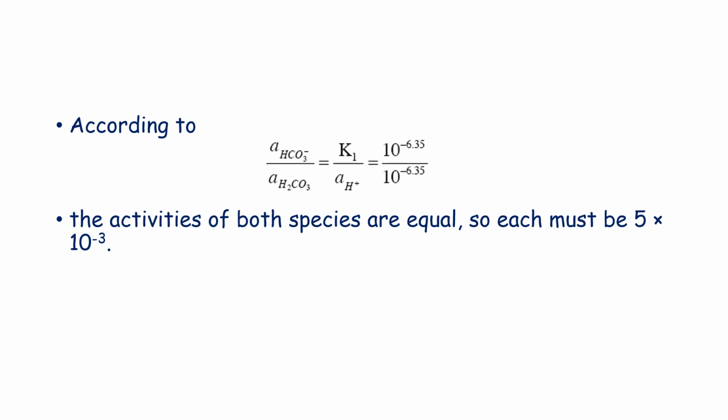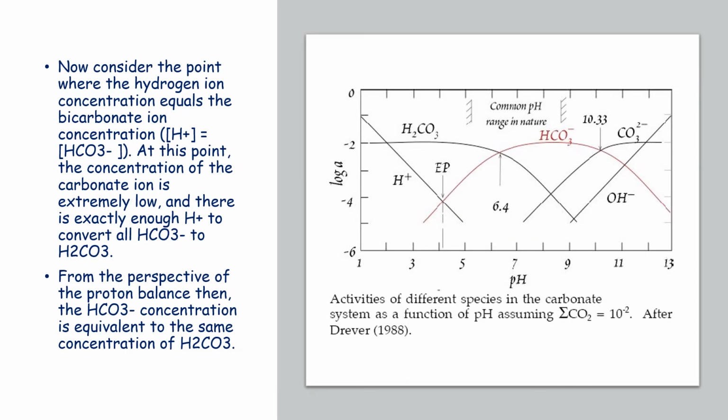Therefore, if you go back, the activity of bicarbonate divided by the activity of carbonic acid equals K1 over the activity of hydrogen, to give you 10 to the power minus 6 over 10 to the power minus 6. Okay, you know this from earlier slides. The activity of both species being equal, therefore this must solve to give you 5 times 10 to the power of minus 3. Okay, you can work this out.